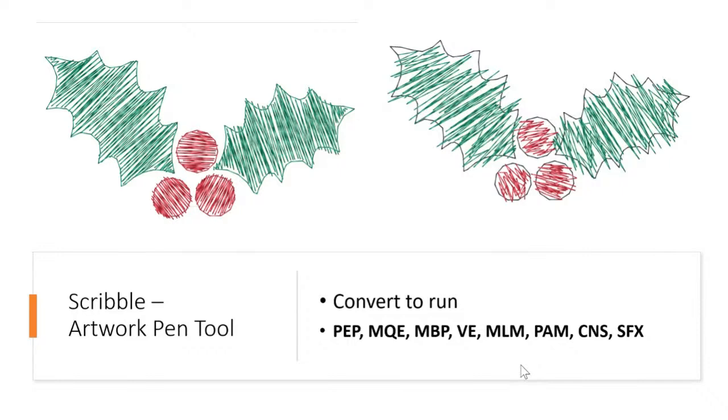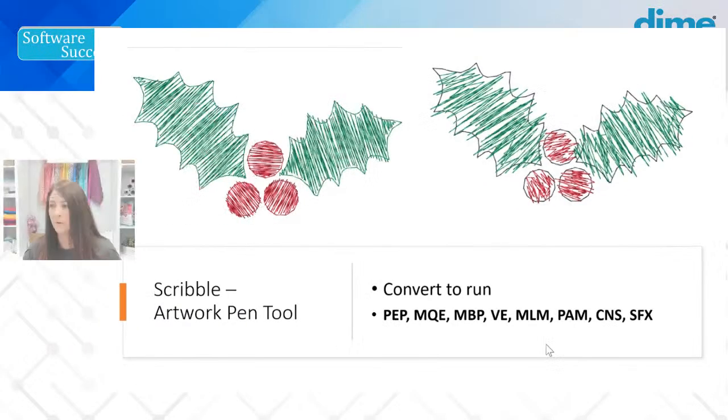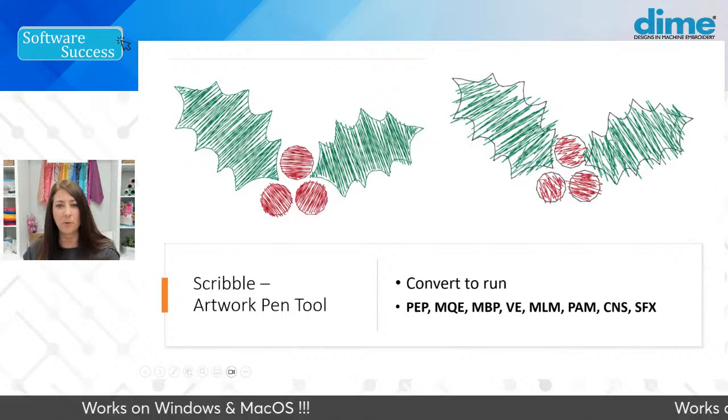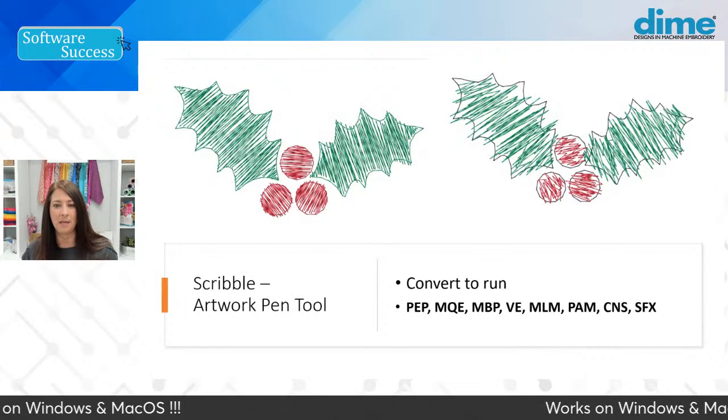And you can do this in all of those software right there. Perfect Embroidery Pro, My Quilt Embellisher, My Block Piecer even. That is a program that's about piecing in the hoop, but it has the run stitch tool. So you can use it to do what I'm doing, even though that's for piecing in the hoop. Vintage Embroidery, My Lace Maker, Patch and Applique Maker, Cut and Stitch, and Special FX. So a lot of you out there probably will be able to do this one, and this one will take a little more time, but it is literally just as easy.